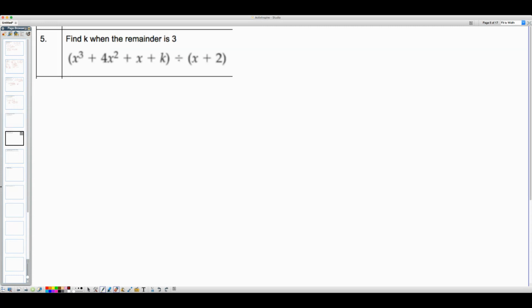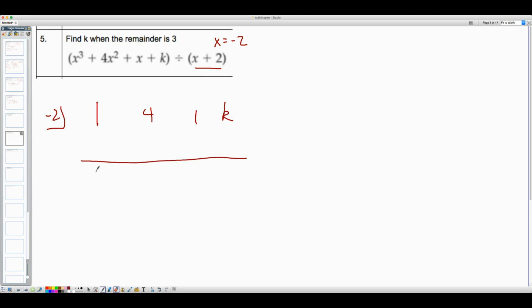Find k when the remainder is 3. Again, this is my factor, so my x value is going to equal negative 2. So I can do this synthetic substitution. I have 1, 4, 1, and k. And I'm going to substitute in negative 2 here.